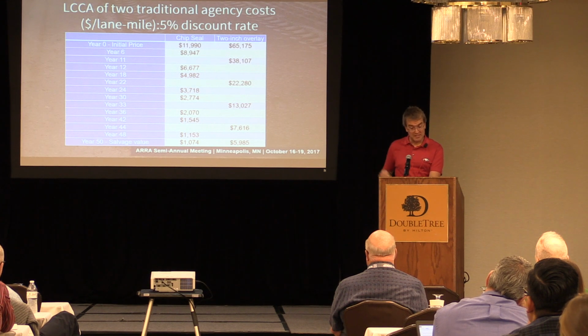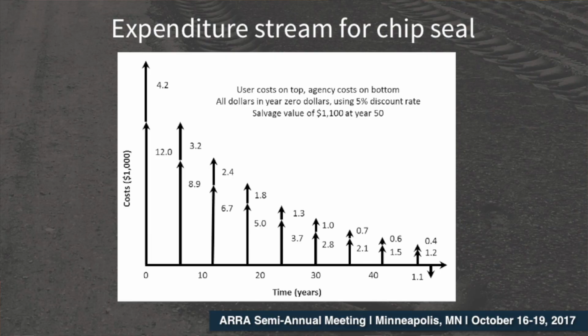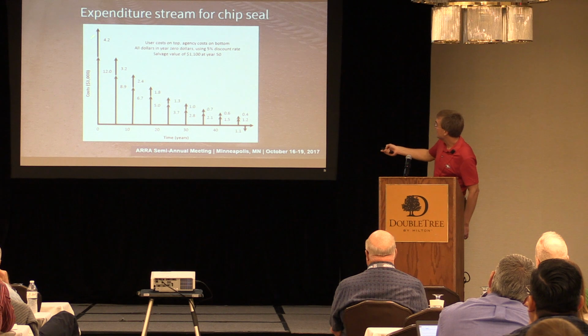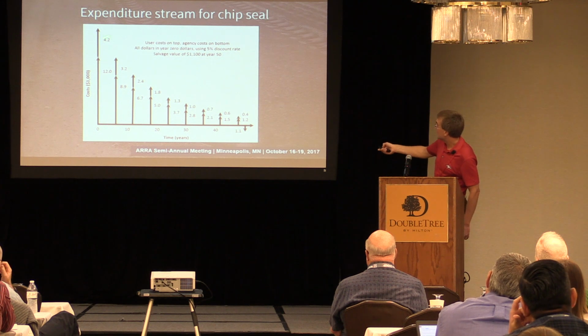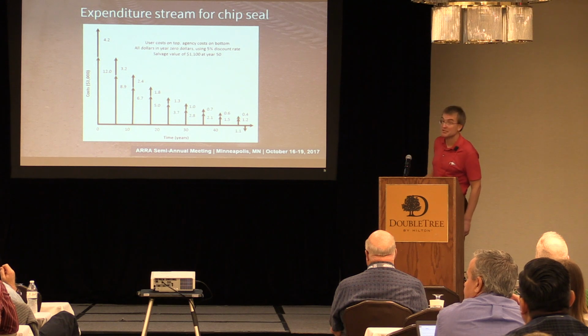So you can show this in a table form, or you can show it in a graphical form. And this is an expenditure stream for just a chip seal. And you can see here your agency costs are on the bottom and your user costs are on the top. So every 6 years, you have both these agency and user costs, and all of these arrows pointing upward are positive costs. So this is the cost of the maintenance of placing the chip seal.